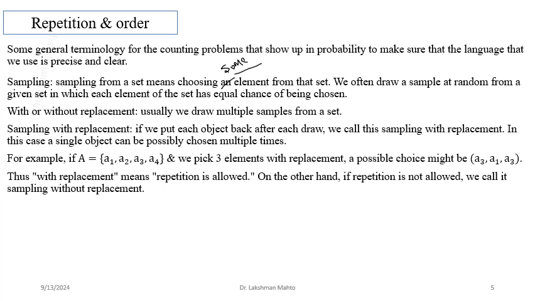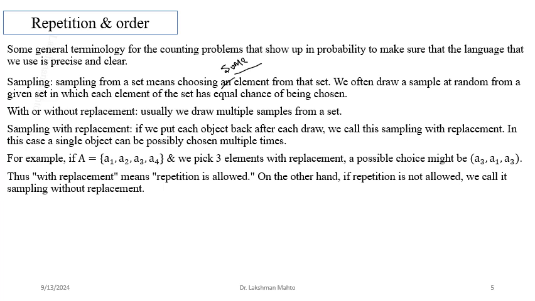Okay, so we call this sampling with replacement. In this case, a single object can possibly be chosen multiple times. A teacher can come in multiple groups in different time frames in order to solve the problem. Try to see from the problem's perspective. Okay, so it is an example. If you take a set A containing 4 elements, and we pick 3 elements with replacement, then what kind of pick or sample will we have?